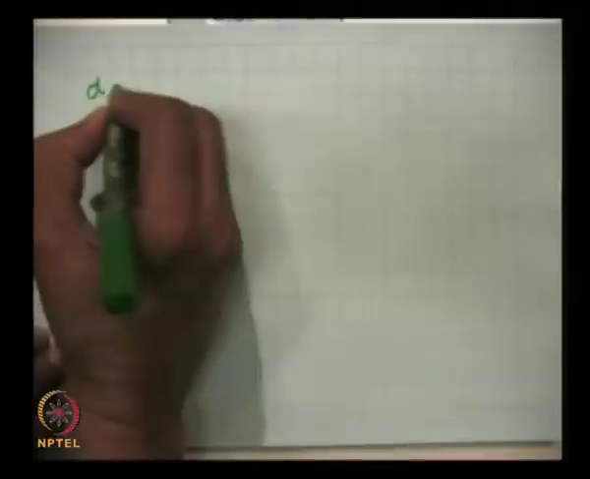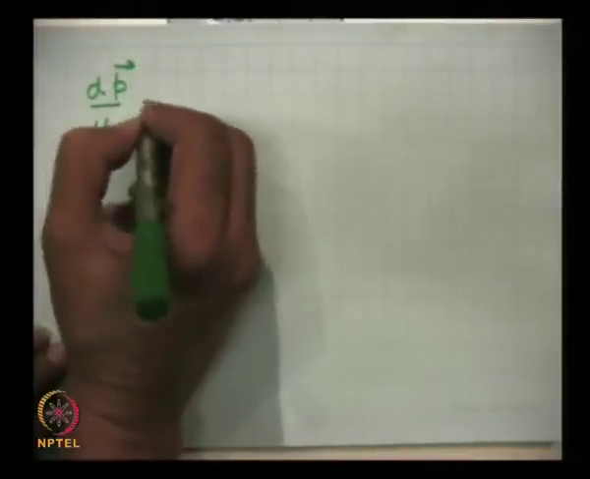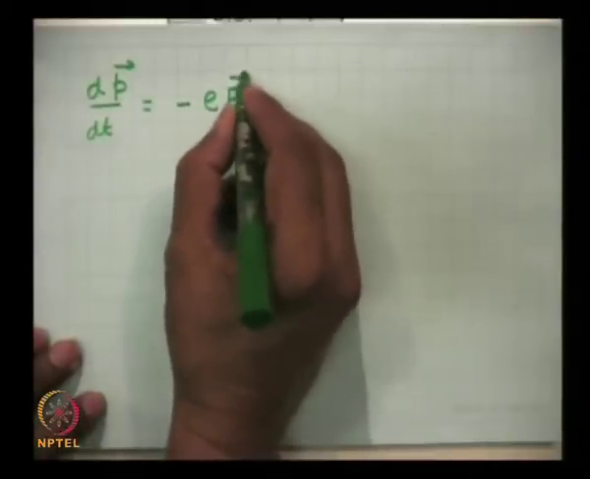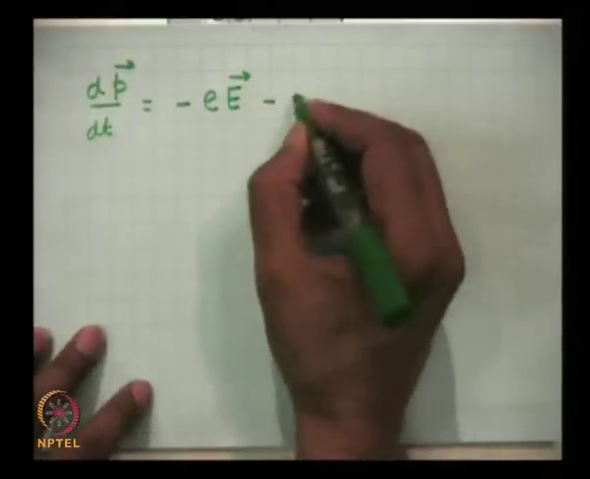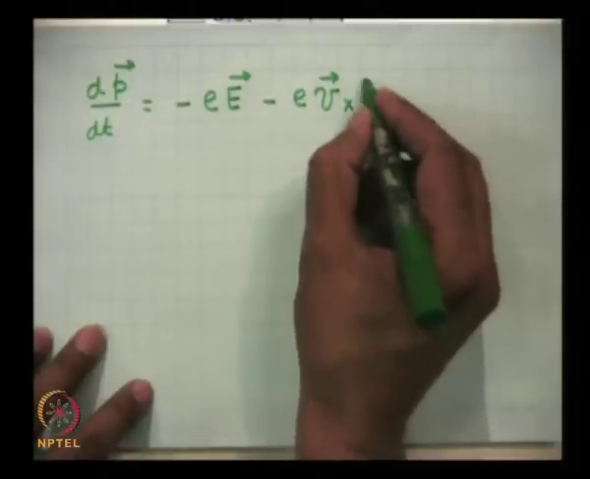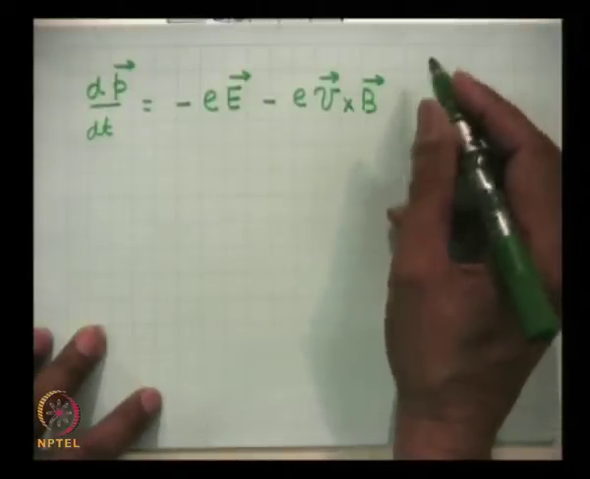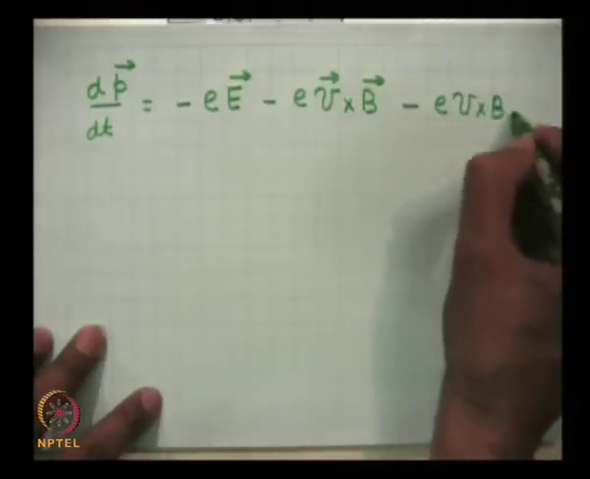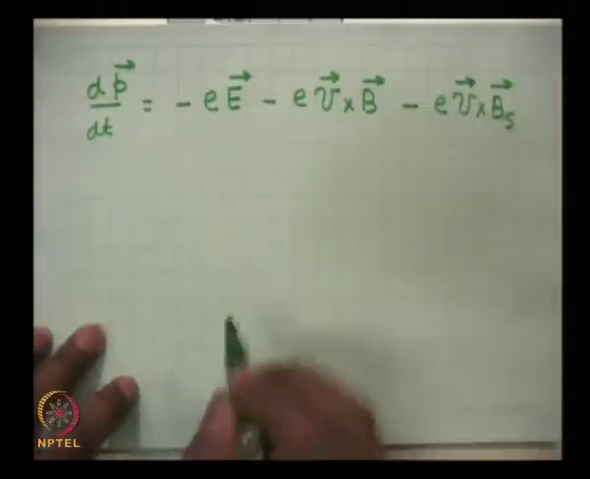The same equation as I had written, dp by dt is equal to the electric force and the magnetic force. There are two magnetic fields in the system, the magnetic field of the wave, and there is a magnetic field that you have externally applied, DC magnetic field. So, E, v cross B_s, static magnetic field that I have applied in the z direction.